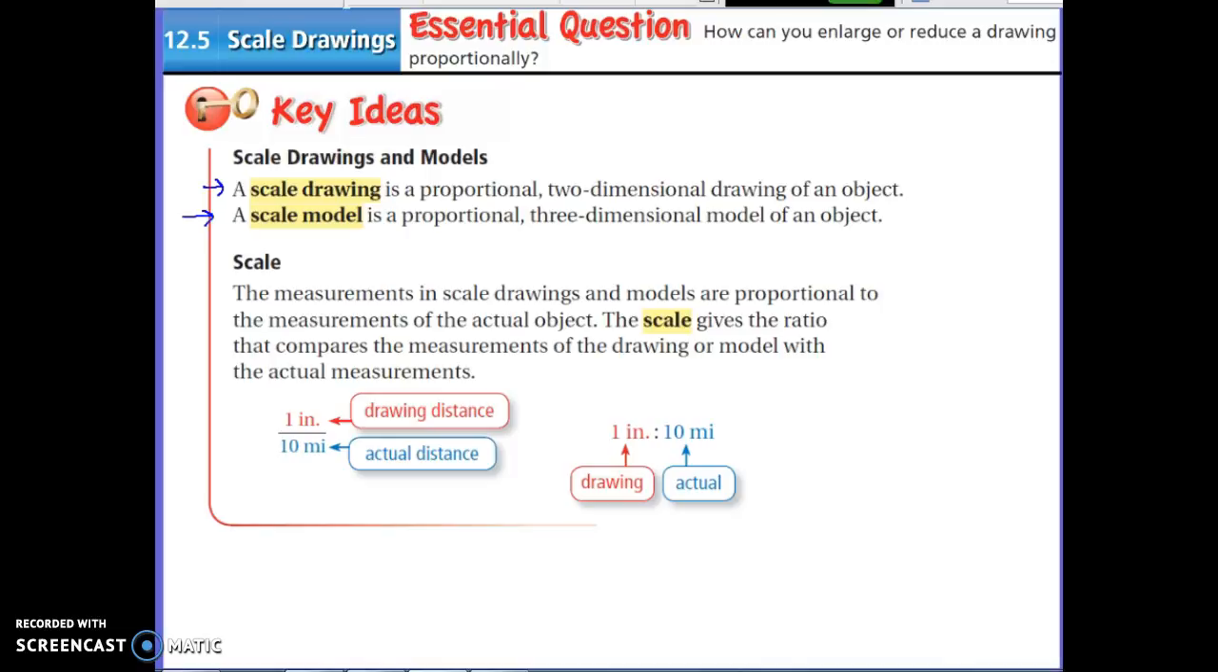For example, if you have a map, and on the map the drawing distance is 1 inch, this scale tells us that the 1 inch on the map represents 10 miles in real life. You may also write that in this form, where 1 inch still represents 10 miles in real life.